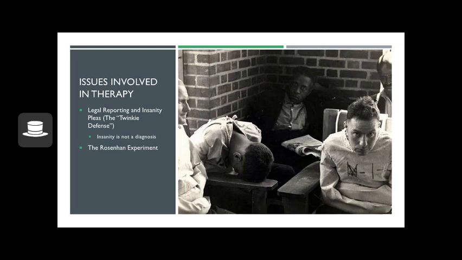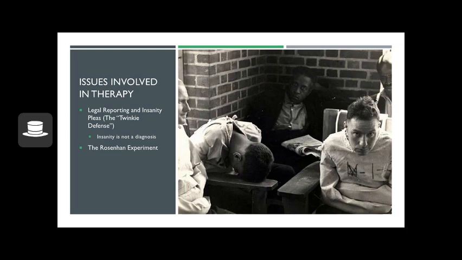Sometimes you are called to be an expert, and it can get complicated. Sometimes it's very hard to judge somebody based off of just a few interactions about whether or not they are legally insane. Another issue is just the idea of how do we know if people are faking it, or to put it bluntly, faking it or not, right?